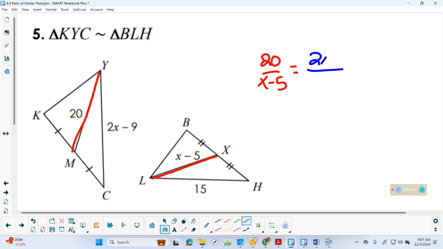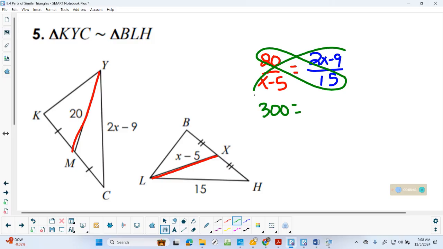Okay. Now, let's do the work on this one. This is a fun one. So we're going to do our cross products. This part's easy. 20 times 15, I'm not even worried about. Punch that in your calculator. The other diagonal I'm a little worried about because we're going to have to multiply or FOIL these two binomials together.